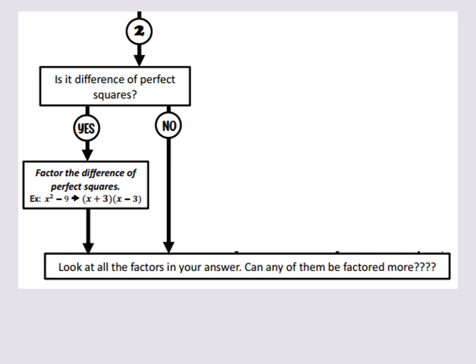If it has two terms, you ask yourself, is this difference of perfect squares? And if it is, factor it as a difference of perfect squares. If it's not, you can't factor it that way. The only thing left to do is look at the very end, look at all the factors just to double check that there's nothing else you can do.